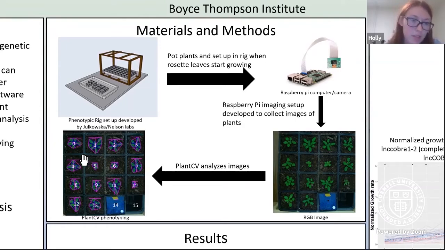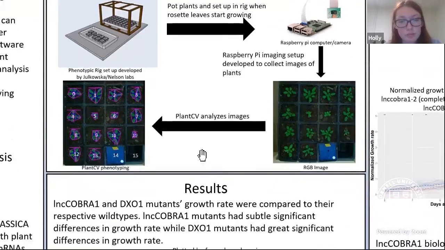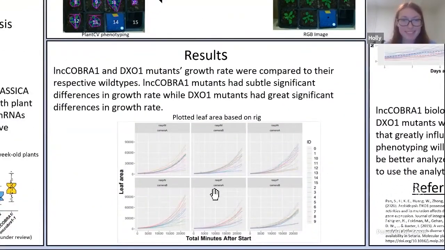The PlantCV will be able to give us the area of each of these plants for each of the images in pixels, which we then used to create some graphs. So here we see the plot that has leaf area in pixels for the y-axis, and then total minutes of the experiment for the x-axis.